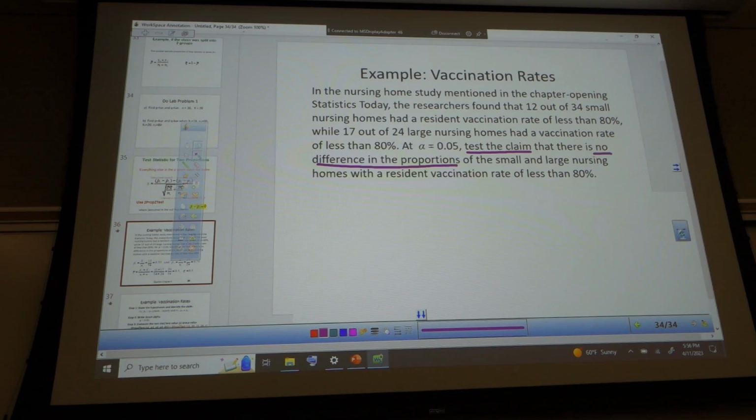Isn't that just the vaccination rates for both those proportions? Yeah, exactly. That's just what I'm asking.